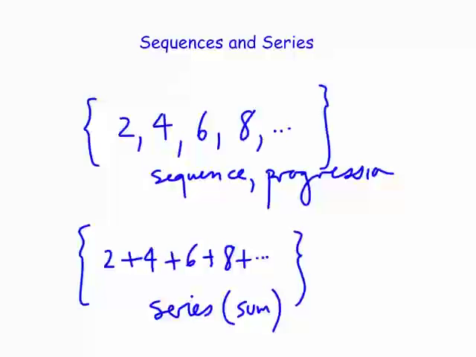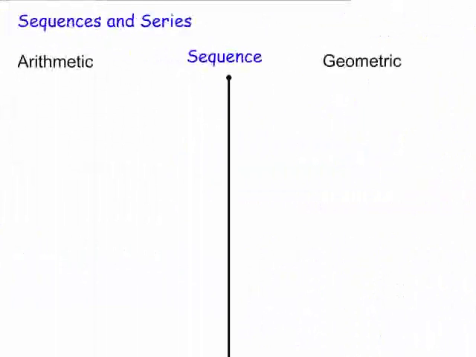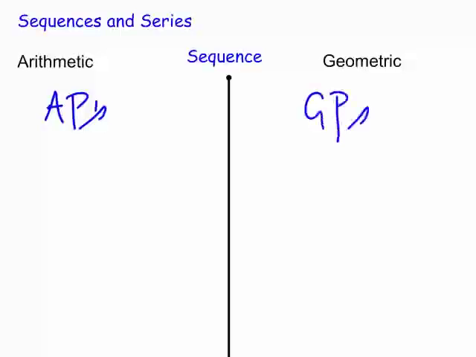Let's have a look at the two types of sequences and series we need to look at. We're first going to look at sequences. These are arithmetic and geometric, sometimes called APs and GPs: arithmetic progressions and geometric progressions or sequences. Let's make up some.